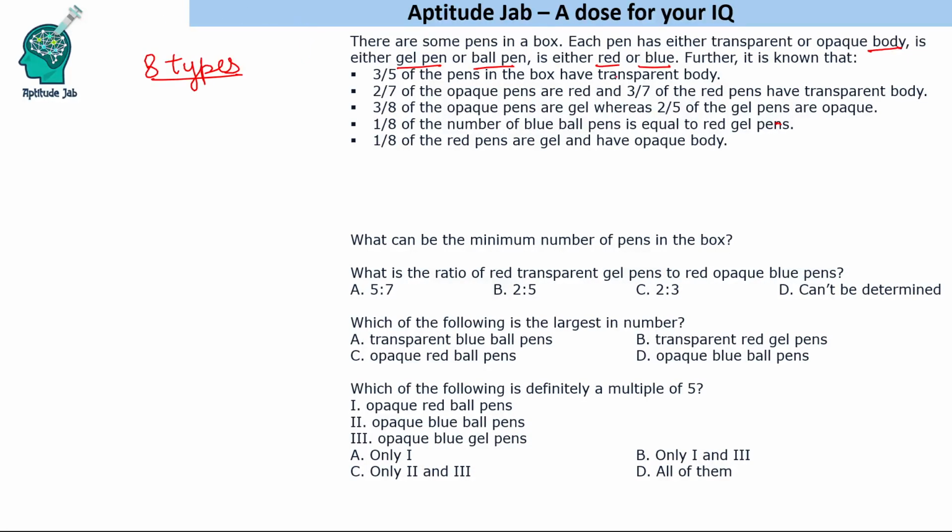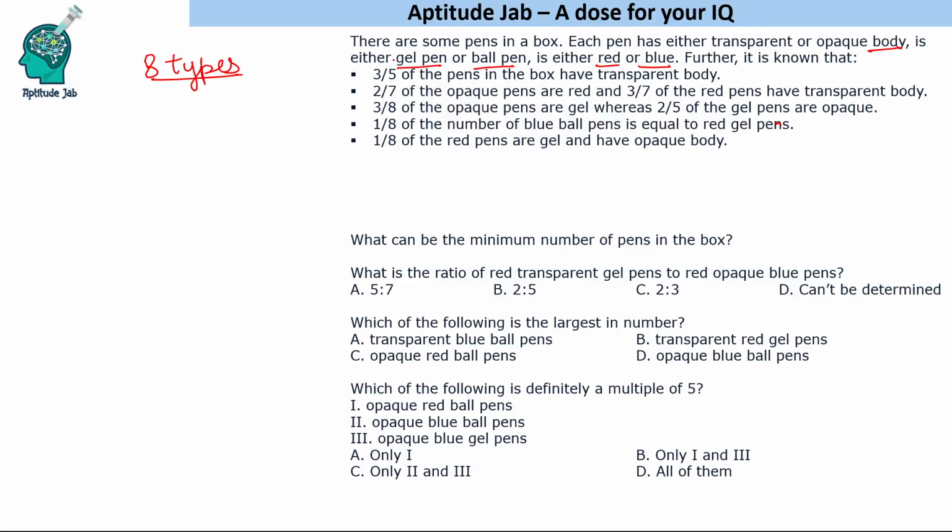Now some information is given, and all is given in fractions and none of the numbers is mentioned. Only fractions are mentioned here. Now the first question says the minimum number of pens in the box. That means we cannot determine the exact number of pens, but we will get a minimum number, and the number of pens will be a multiple of that number.